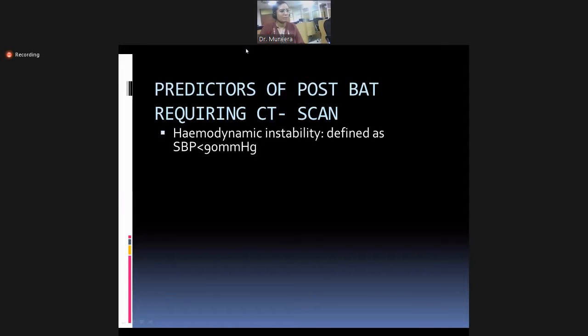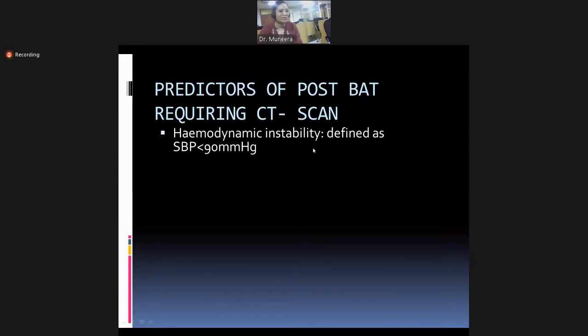Okay, so the predictor of post blunt abdominal trauma patients requiring CT scans is hemodynamic stability, defined as systolic blood pressure of not less than 90 millimeters of mercury. They cannot be below that. Another scenario is when the patient suddenly drops the blood pressure, though at first he was maintaining it, and then suddenly he started dropping the blood pressure while you were doing the resuscitation.